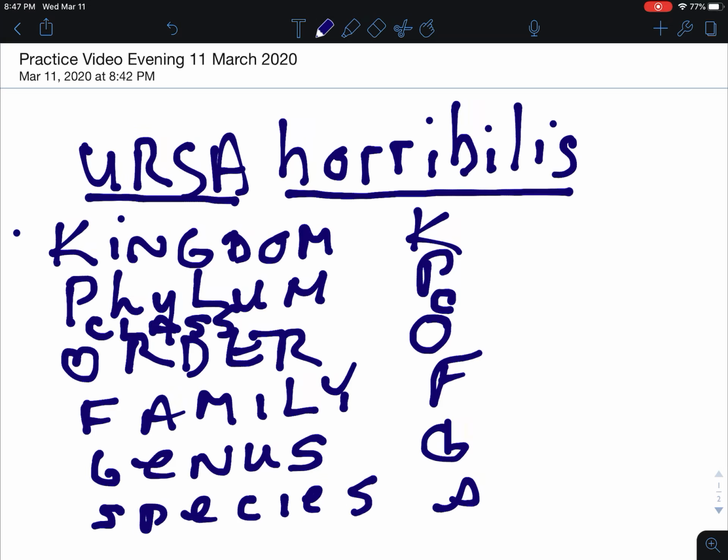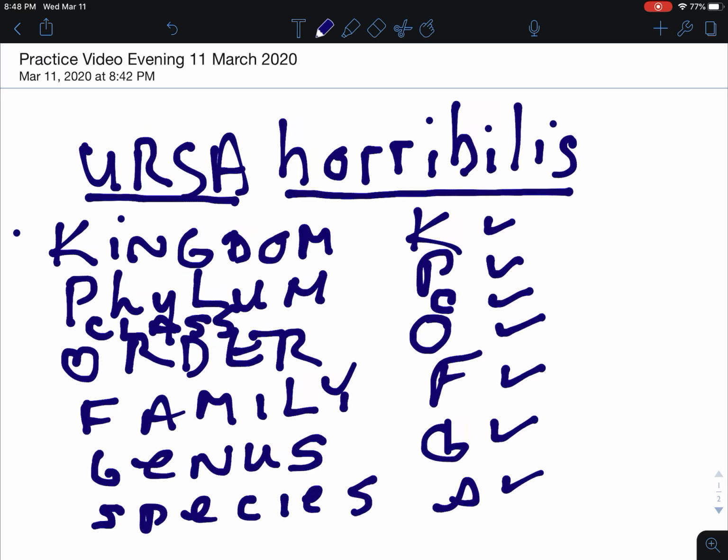Okay, and there's a little saying you can use to do this. So the K would be King Philip came over for great spaghetti. Now there are other ways of doing that. That's just the one that I've used for so many years, so it's sort of easy to remember.